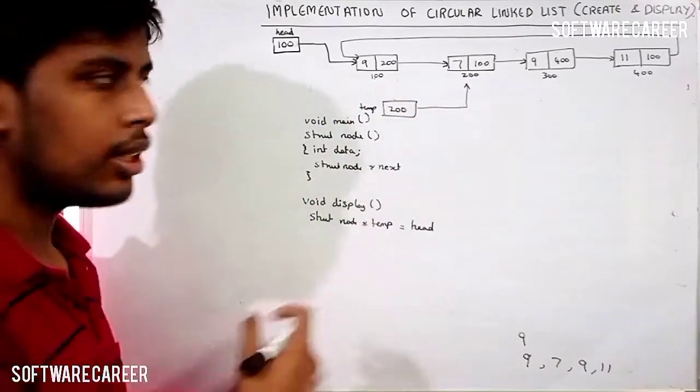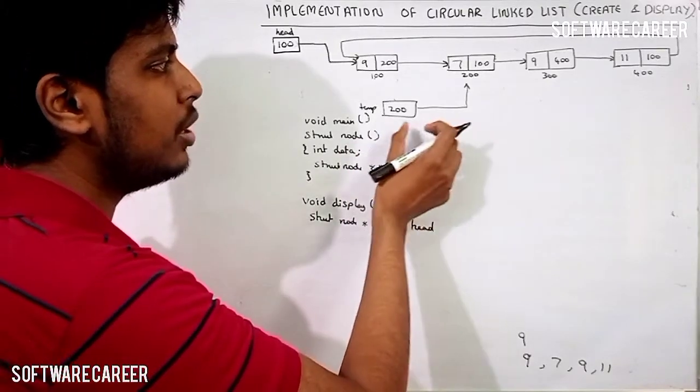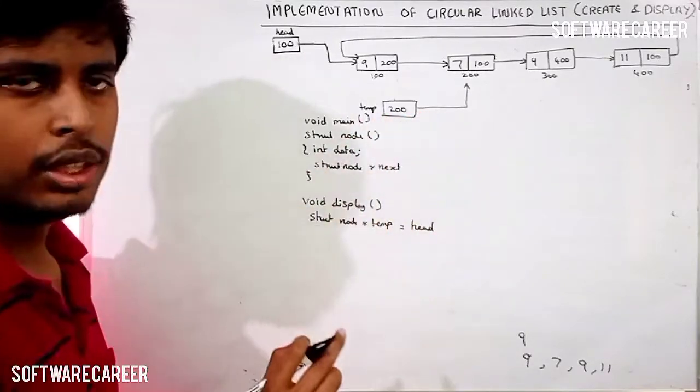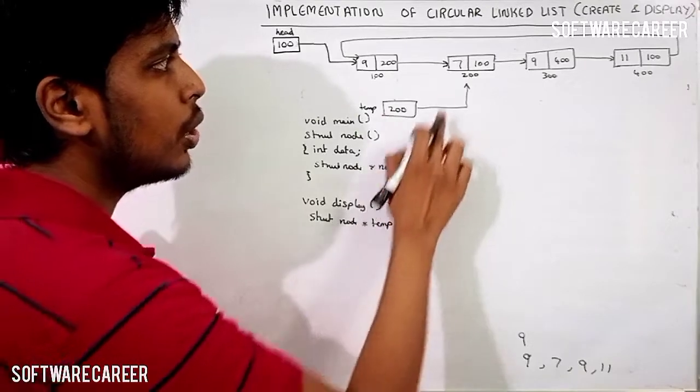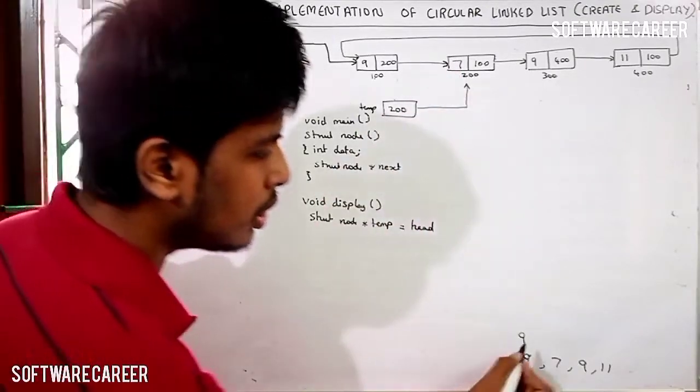Now again I should go to the same step. I should print the data present in this address, temp. Now temp address is 200. 200's data is 7. So 7 gets printed.